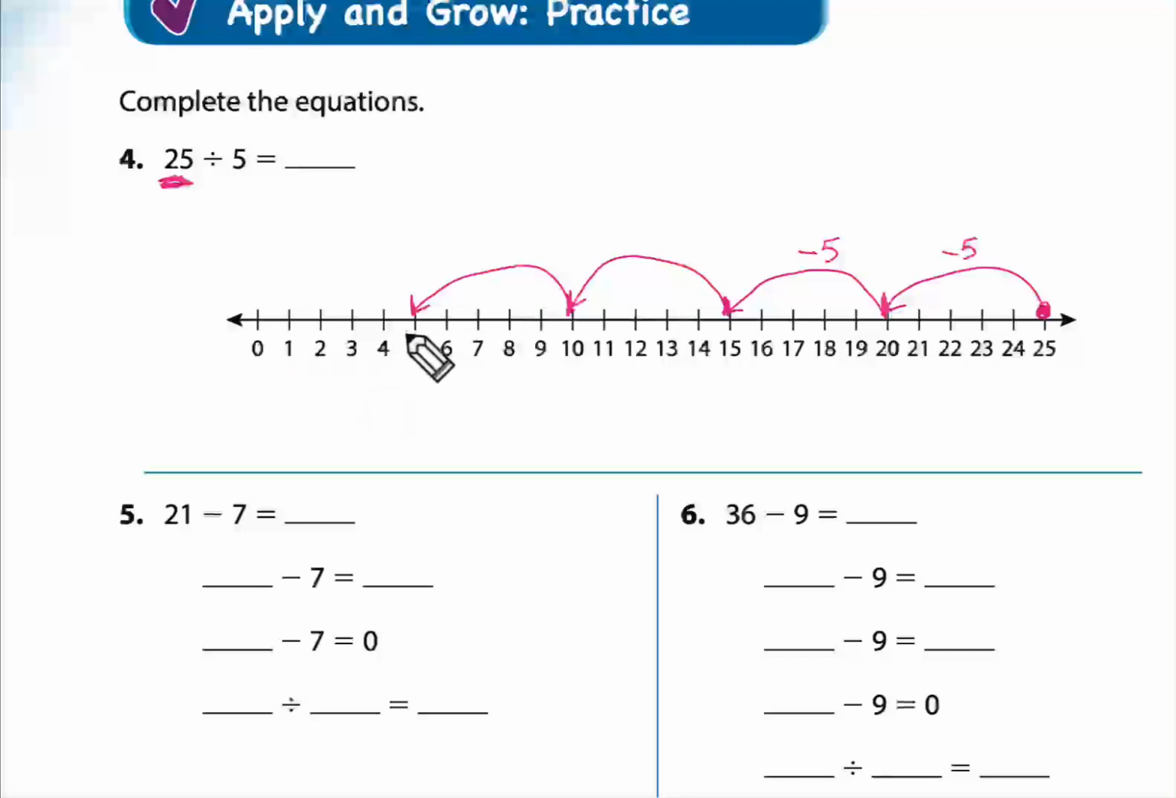And count again another 5. 1, 2, 3, 4, 5. So we land on 0. I forgot to write here minus 5, minus 5. And this one also I write minus 5.